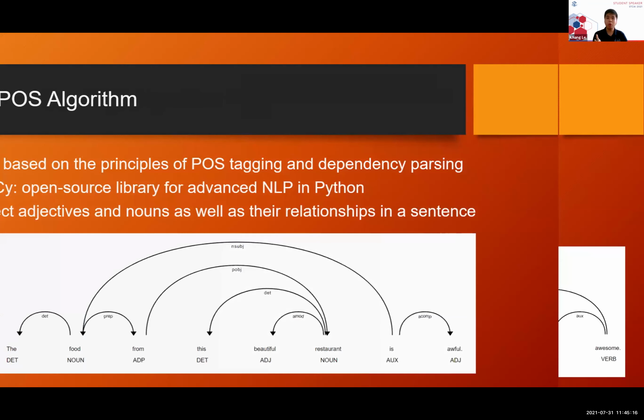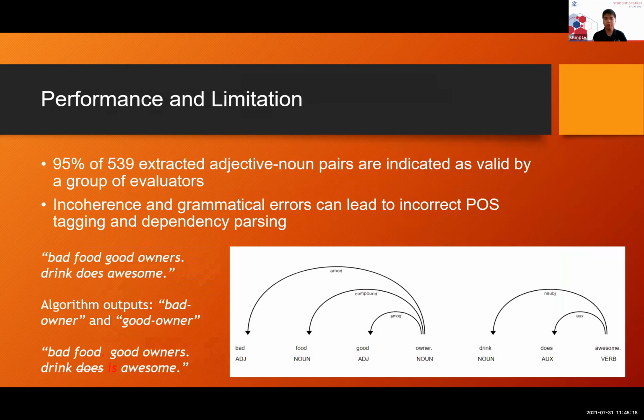We also conducted an experiment to evaluate the performance of the algorithm, and the results show that 95% of more than 500 extracted adjective-noun pairs were indicated as valid by a group of evaluators who are either fluent in English or experienced in the NLP field. As you can see, our algorithm is not completely perfect, as it cannot deal with incoherent text and grammatical errors, which can lead to incorrect POS tagging and dependency parsing.